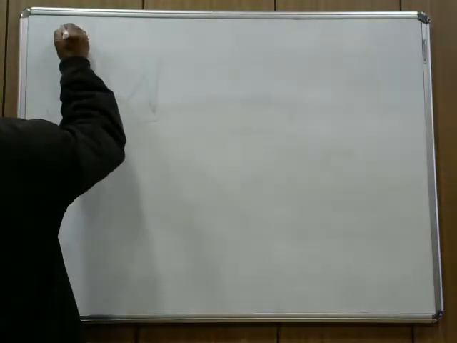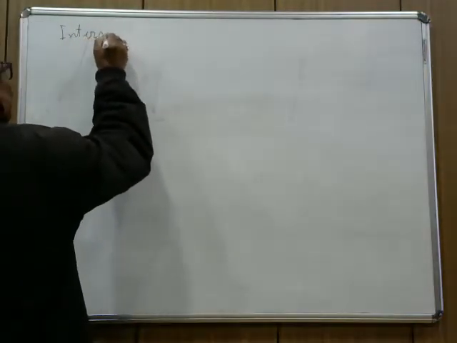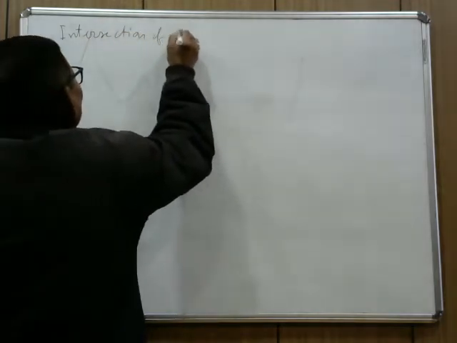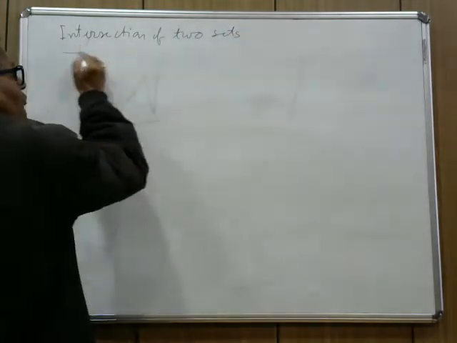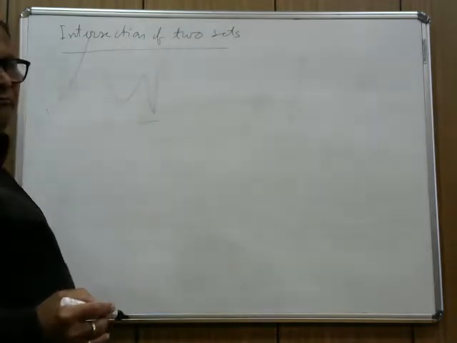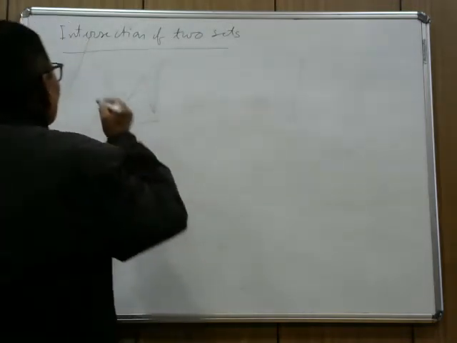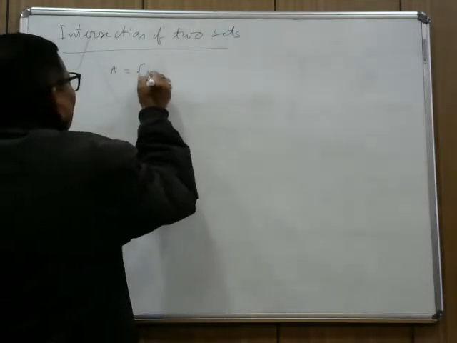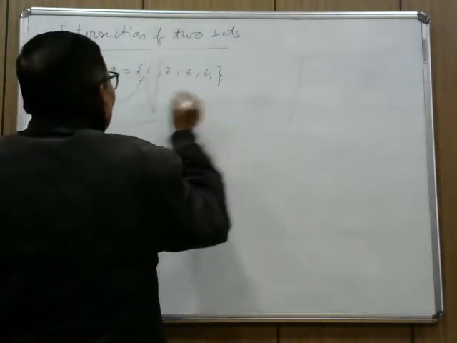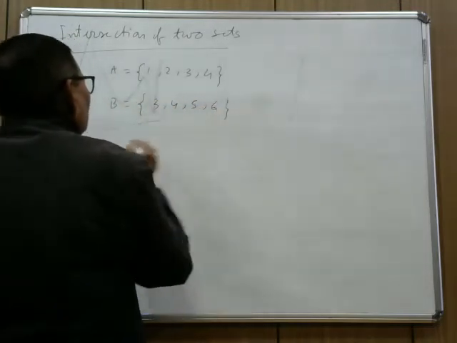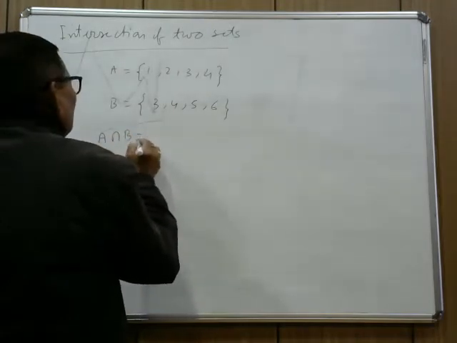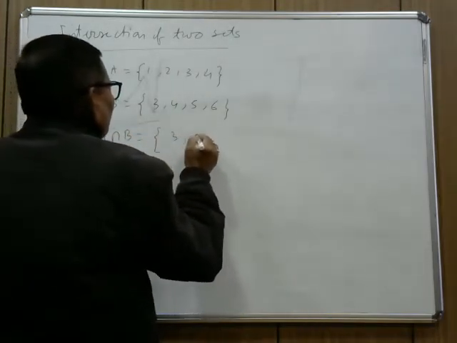Now today I am going to start intersection of two sets. Intersection of two sets means the common of both the sets. If set A is defined as 1, 2, 3, 4, and set B is defined as 3, 4, 5, 6, then A intersection B is defined as common to both the sets, that is 3 and 4.